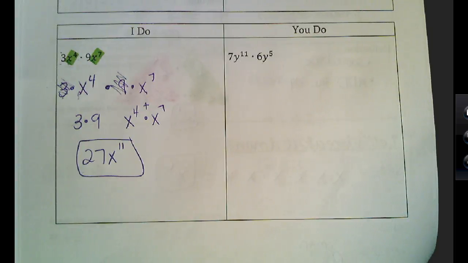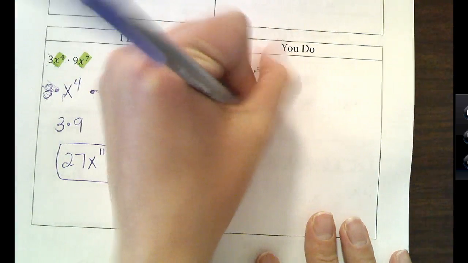Go ahead and talk in your tables. What'd you get for your answer? Good. Who can raise their hand and tell me what'd you come up with? I heard at least 3 groups have the right answer. So raise your hand when you're ready to share your answer. What'd you get? Yeah, 42y to the 6th power.